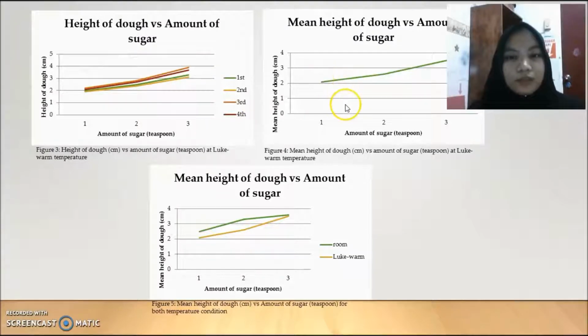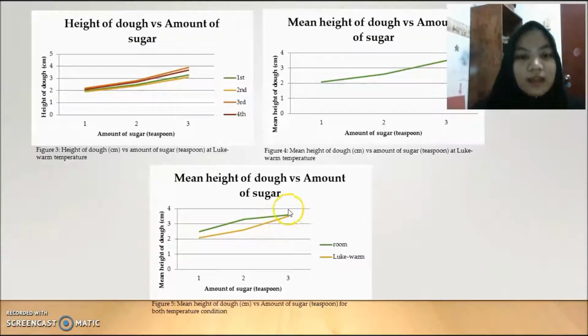Okay, so moving to the next figure, mean height of dough versus amount of sugar. This trend is a little bit different from before, where at first it is slowly increasing, and here it is rapidly increasing. So we can summarize here for both lukewarm and room temperature. We can see here that the room temperature has the maximum mean height of dough, which is 3.6 cm.